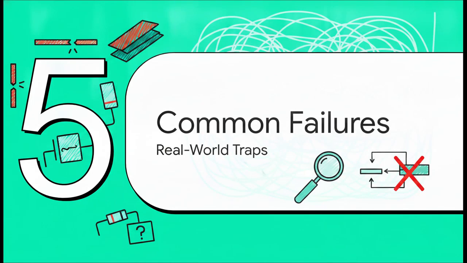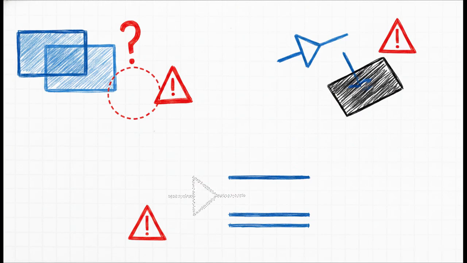Moving right along to Section 5, Common Failures. Let's get into the trenches and examine what actually causes these failures during real analog layout work. Because understanding the theory is great, but knowing exactly what mistakes to look for on your screen is what makes you a true expert. These are the classic traps.